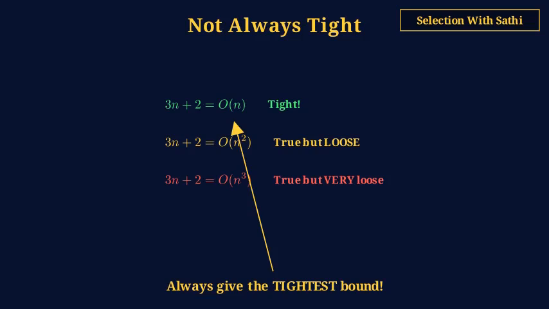And 3n plus 2 is also big O of n cubed, big O of 2 to the n, and so on. They are all technically correct upper bounds. But they are loose and not very useful. Best practice, always state the tightest possible big O. If someone asks for the big O of 3n plus 2, say O of n, not O of n squared.